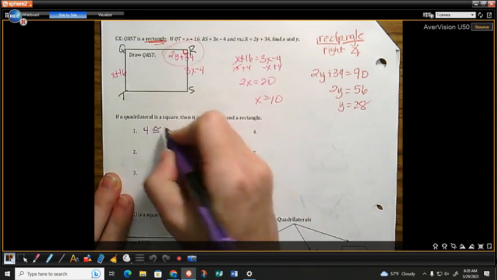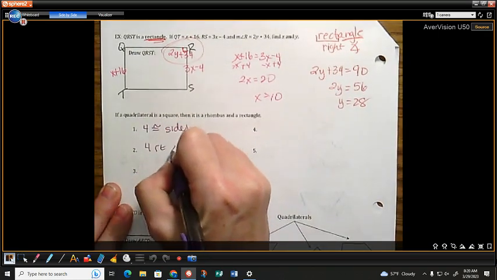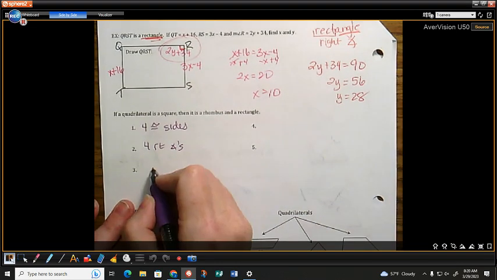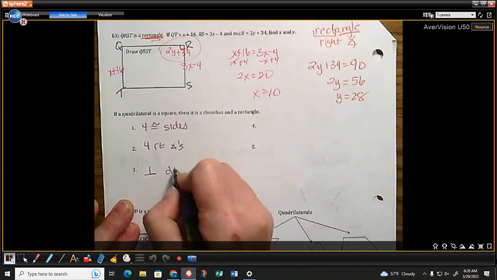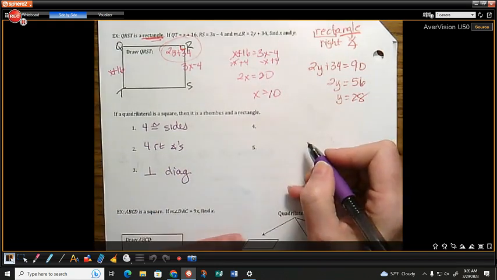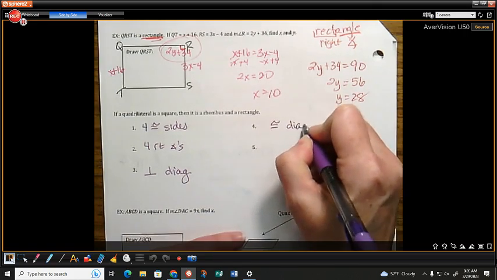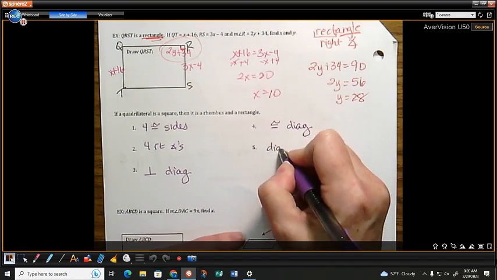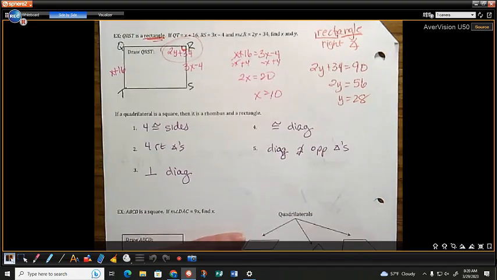4 congruent sides, and then it's going to have 4 right angles, which means that they're all going to be congruent. What else? What do the diagonals do in a rhombus? Perpendicular diagonals. What else about the diagonals? Congruent. I'm going to have congruent diagonals. What else? Perpendicular sides, that comes from being the rectangle. It's also going to have the diagonals doing what? Bisecting the opposite angles. And there's more, isn't there?